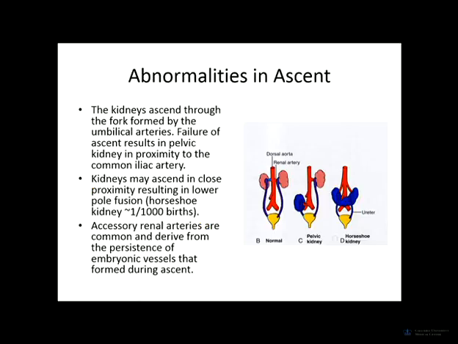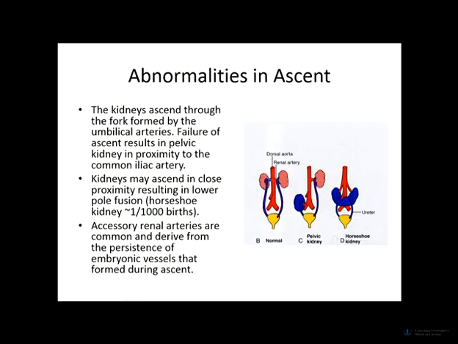There can be abnormalities in this ascent. If you remember, the kidneys start out in the pelvic area, and as the embryo grows, they move up toward the cranial region. And they ascend through this fork that's formed by the umbilical arteries. Failure in ascent can result in a pelvic kidney, for example here, and it sort of gets stuck to the iliac artery and doesn't ascend up with its partner.